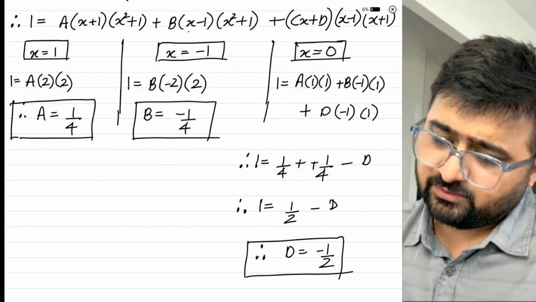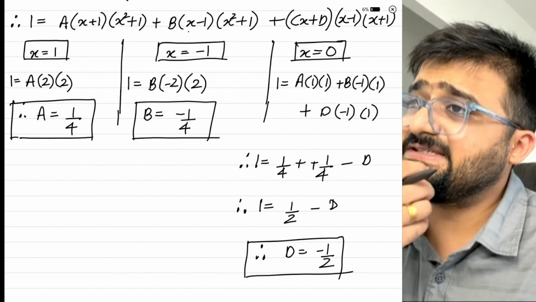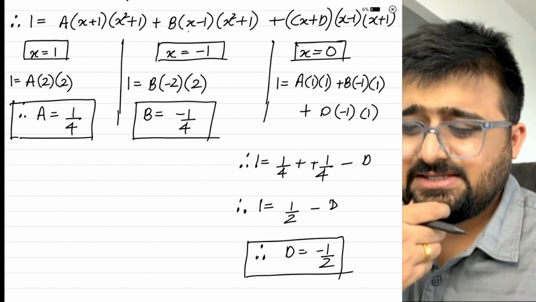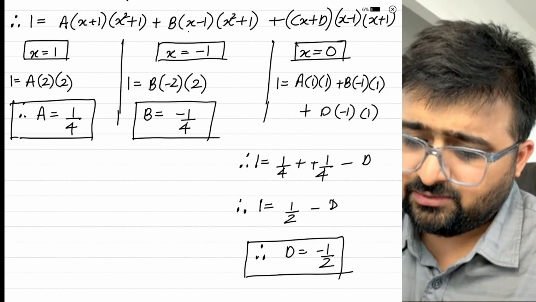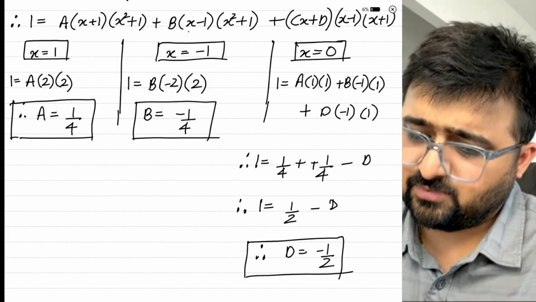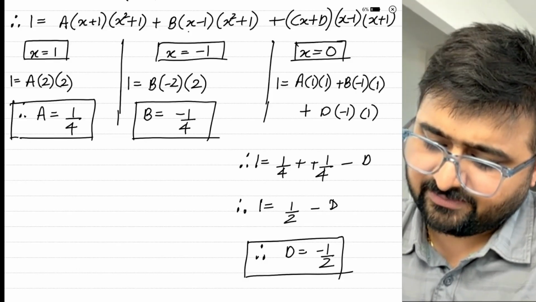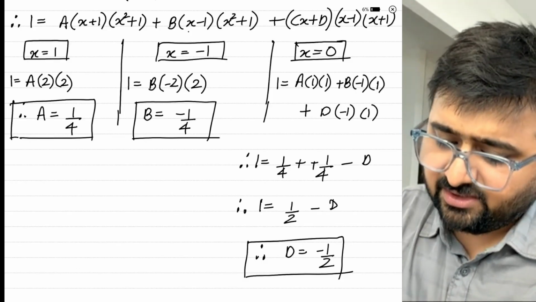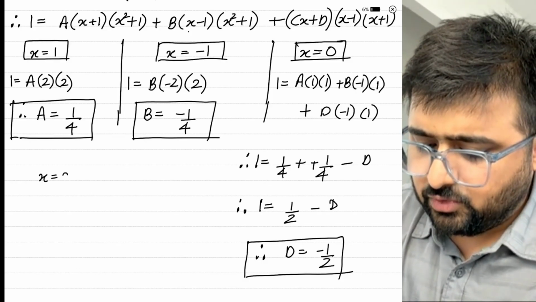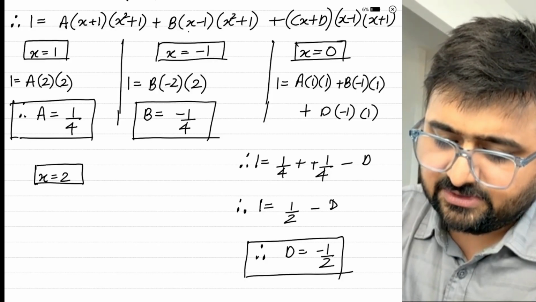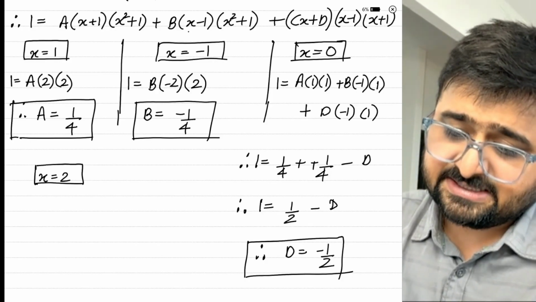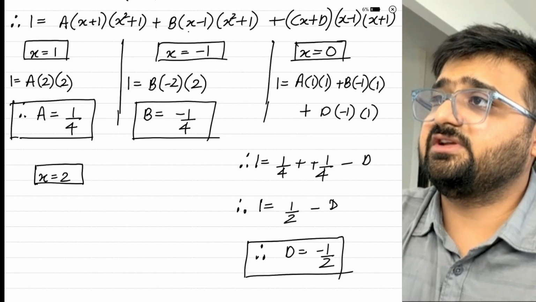Okay, now the only value that is left is the value of c. In order to find the value of c, you can really put any random value now. Just try to put a smaller number. We already have put 1, minus 1, 0. I think the best next smaller number I can think of is x is equal to 2. So let's put x is equal to 2, and see how that equation will turn out to be.